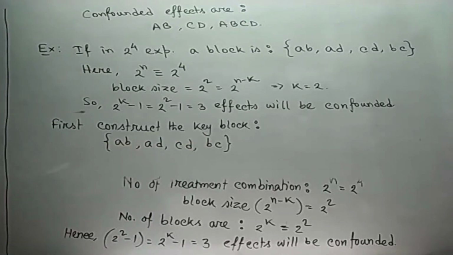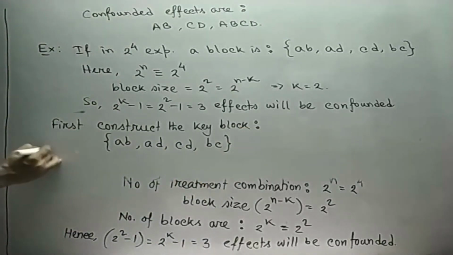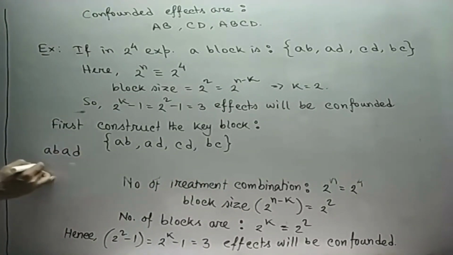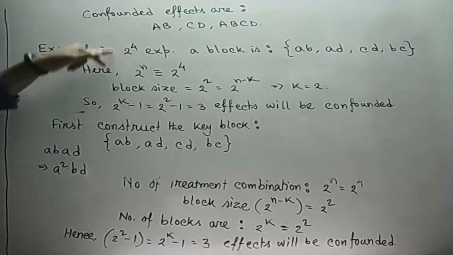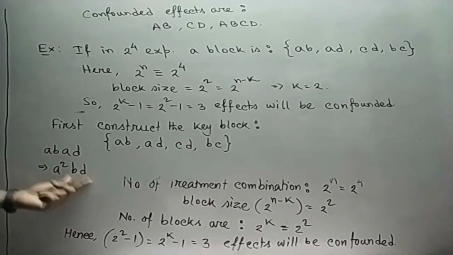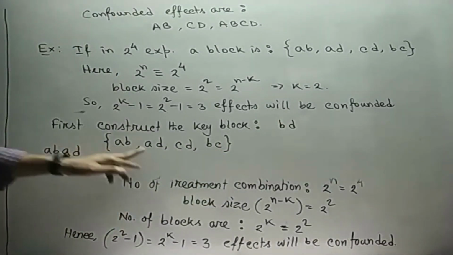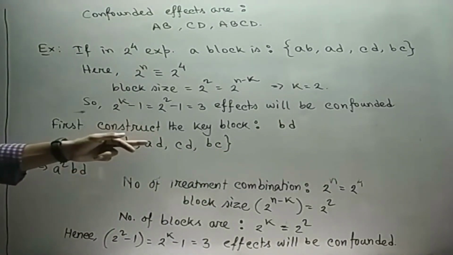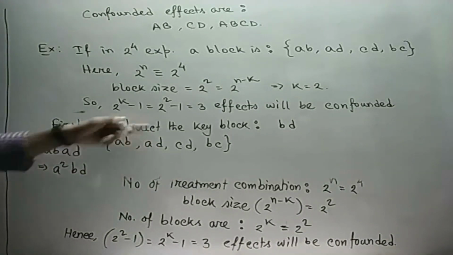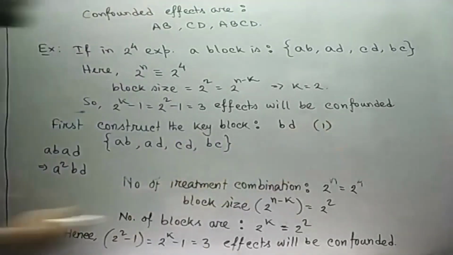So the key block will be, first of all, if we multiply AB by AD, we get A square BD. But it is a 2 to the power 4 design, which means we have 2 values, so if the power is 2, that letter vanishes, and we get only BD. So the first member in the key block is BD. Now if we multiply AD by AD, it will be A square D square. All the powers are 2, so it completely vanishes and gives the value 1.